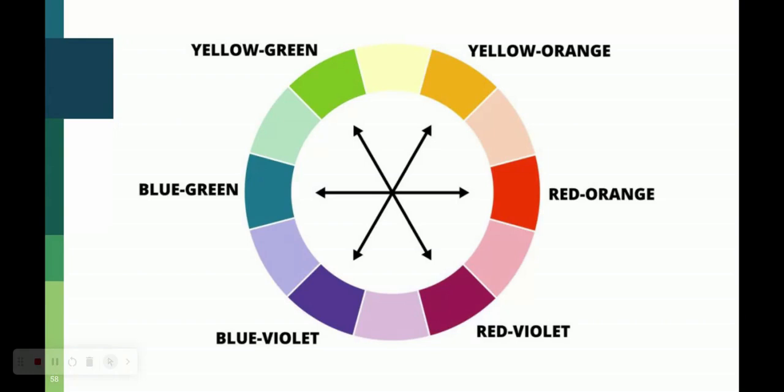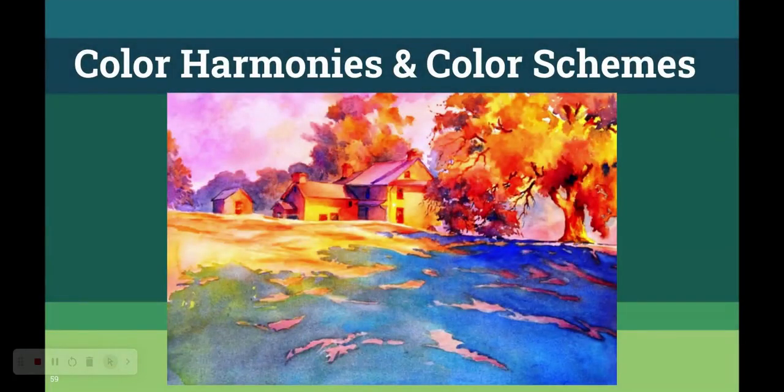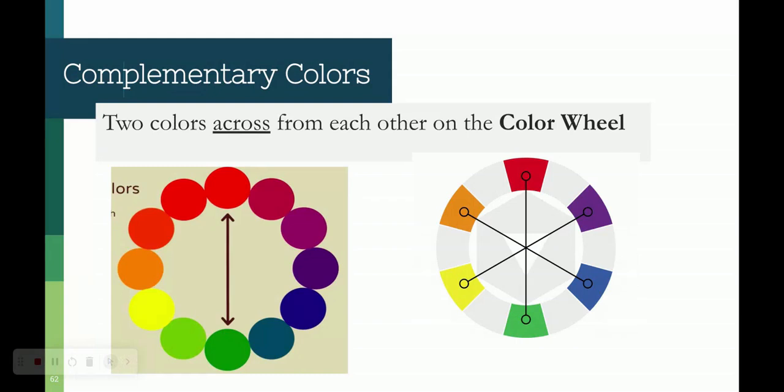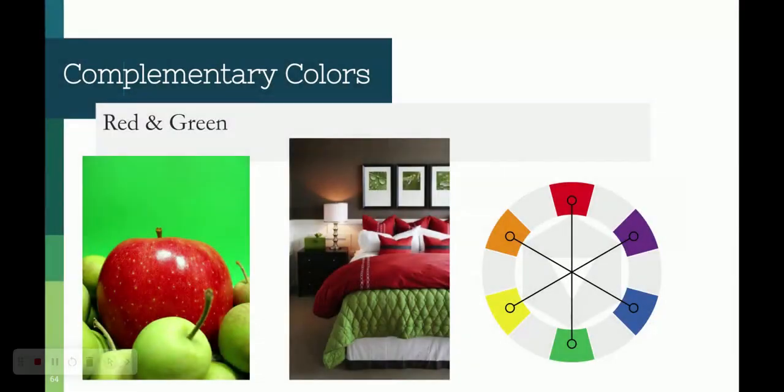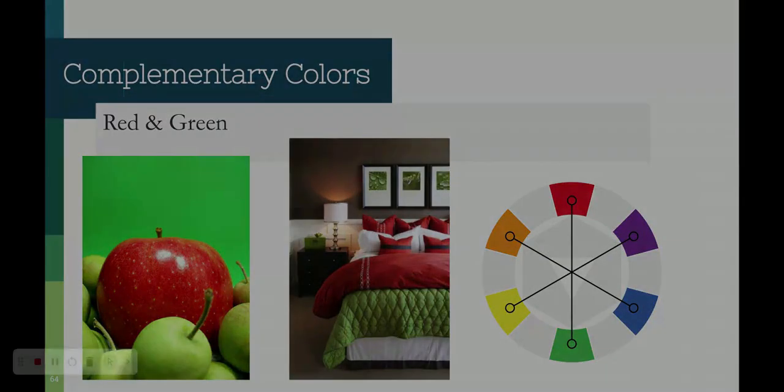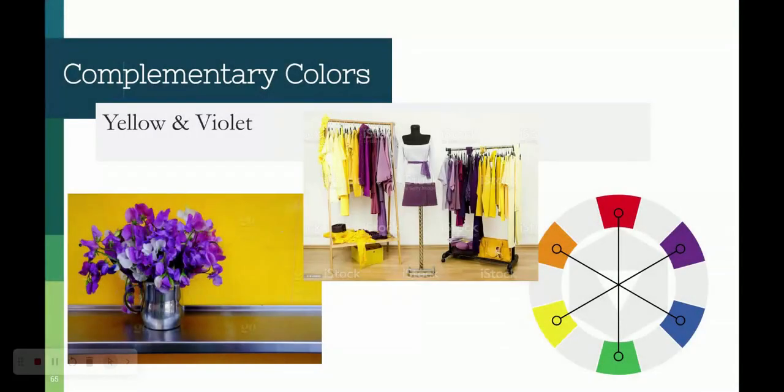This is a completed color wheel. Now let's go on and learn about color harmonies and other color schemes. So complementary colors. These are two colors across from each other on the color wheel. All colors on a color wheel have a complement. Orange is across from blue, red is across from green, and yellow is across from violet.